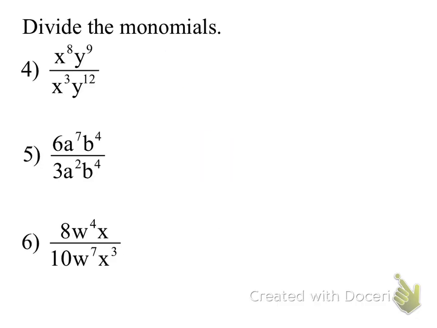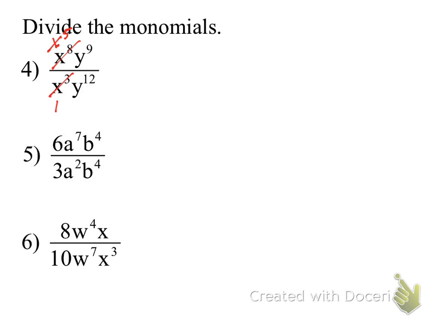So I wouldn't use the integer rules. I would just use the slash reducing. On the first one, what's the greatest amount of x's we can take out? 3. I take 3 out, I'm left with 1, and here I'm left with? 5. X to the 5th. What's the greatest amount of y's we can take out?